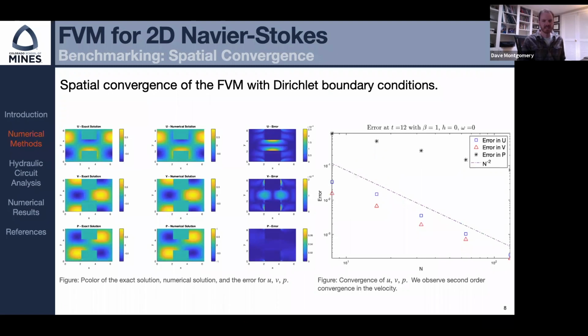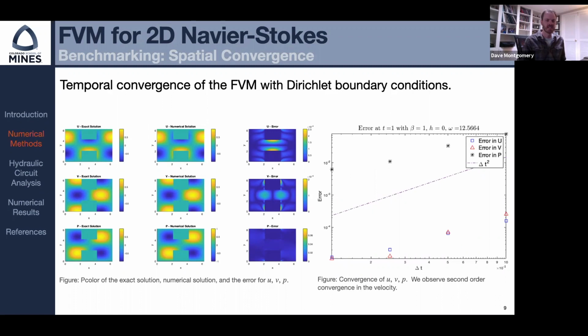We first tested the spatial accuracy of our scheme by using a manufactured solution of sines and cosines with Dirichlet boundary conditions. As expected, we observed second order spatial accuracy. This can be seen in the right figure where the errors in U, V, and P are decreasing as the number of spatial points in our simulation increases.